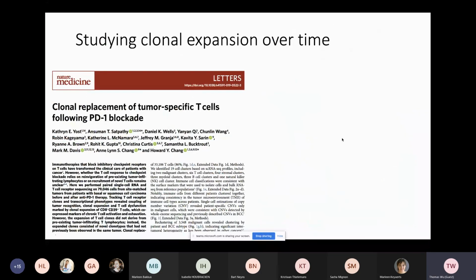So as someone mentioned before, what is the effect of treatment? What is the effect on expansion before and after treatment? And of course, our study only measured pre-treatment samples. But there was a study published recently by a group at Stanford, which did look at samples before and after treatment. And they looked at basal cell carcinoma, which allowed them to sample it after treatment.